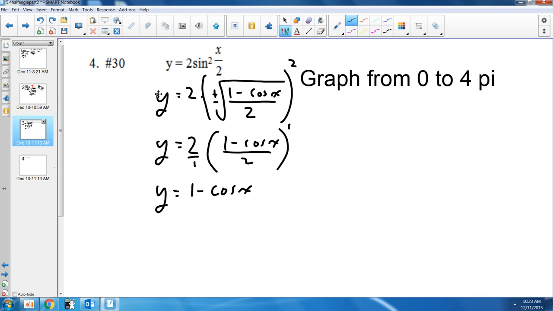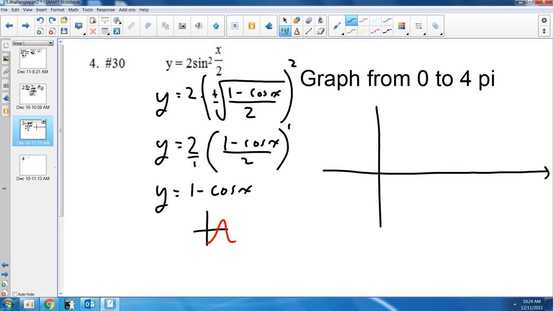That's an easy graph. You're just dealing with a negative cosine, so I'm going to remind myself negative cosine looks like this. And then it's just a shift up 1. So I don't have to really go through and get the amplitude, period, phase shift. I think I'm pretty good at this point.